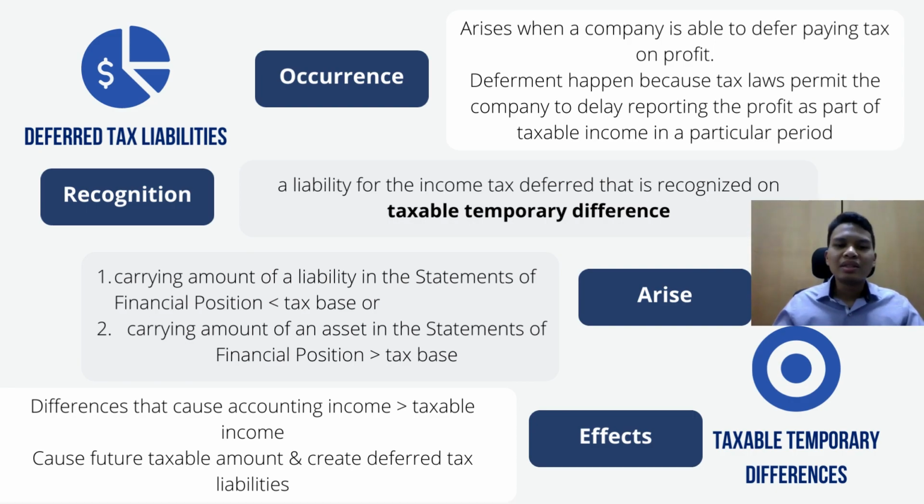Next is recognition, where a liability for the deferred income tax is recognized when there are taxable temporary differences. Taxable temporary differences happen when either the carrying amount of a liability in the financial position is less than its tax base, or when the carrying amount of an asset in the financial position is more than its tax base. Differences happen when accounting income is more than taxable income, which causes a future taxable amount and creates deferred tax liabilities.